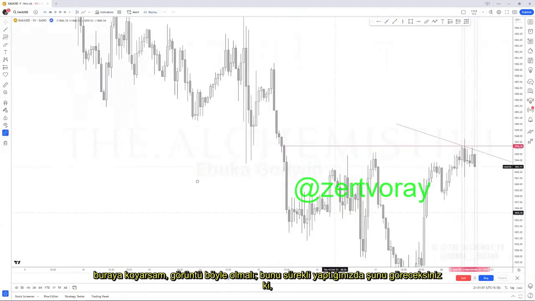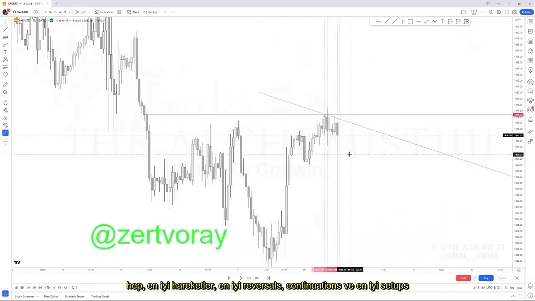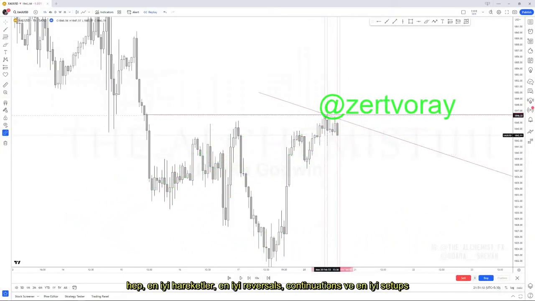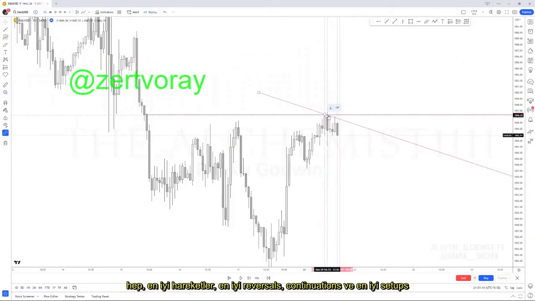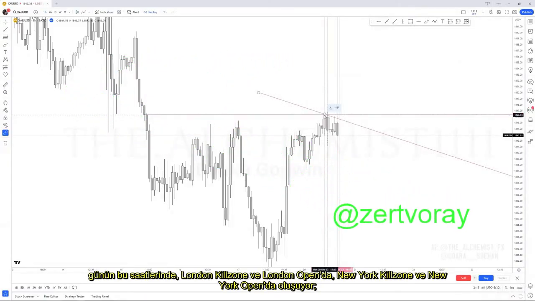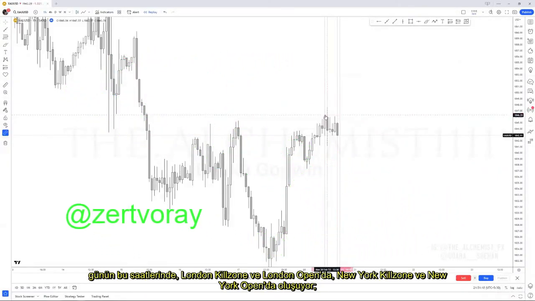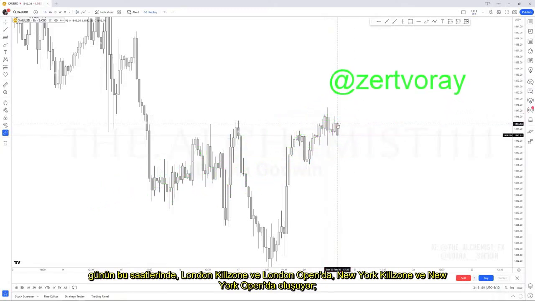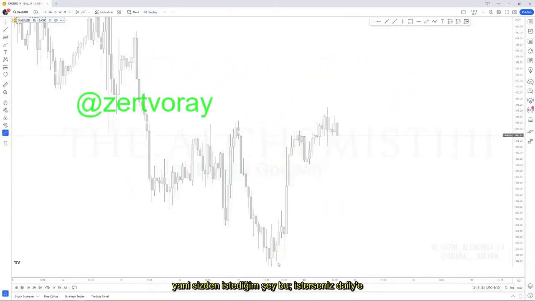So when you keep doing this, you will see how all the time the best moves, the reversals, the continuations, the best setups are always played out at this time of the day: London Kill Zone and London Open, New York Kill Zone and New York Open. Okay, so that is what I want you guys to do now.